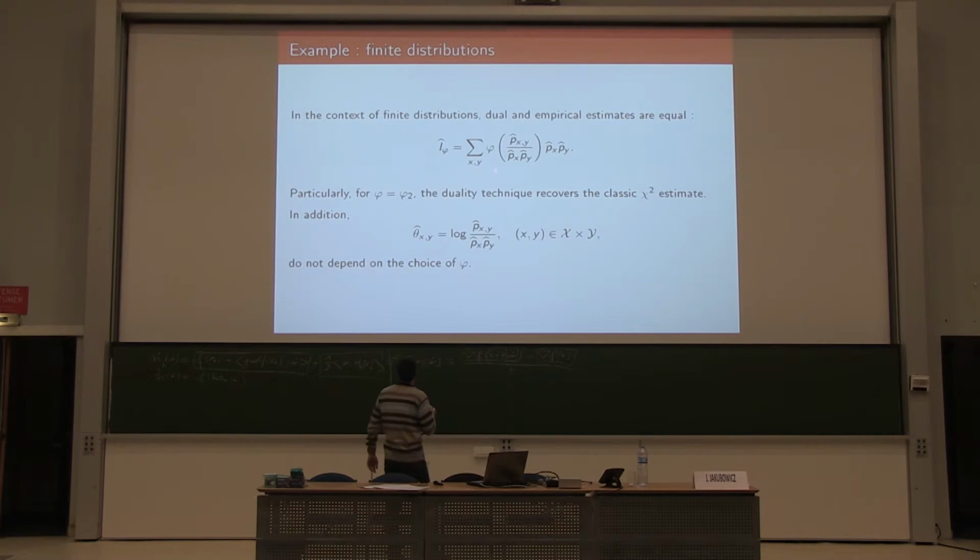Okay, just observe that this estimation strategy recovers the empirical strategy when you are considering the finite distribution model. Precisely, the dual estimator equals the empirical one in this context, and so you obtain again the classic chi-square estimate if you take the appropriate phi function. And so this methodology recovers particularly the chi-square independence tests.